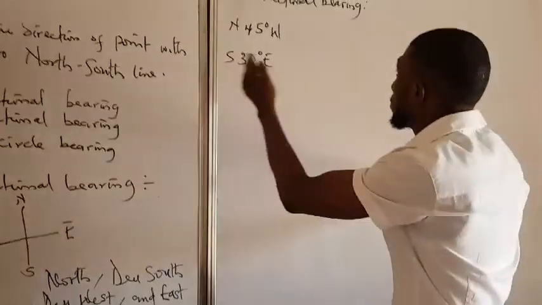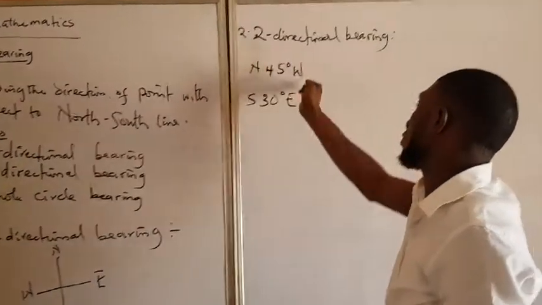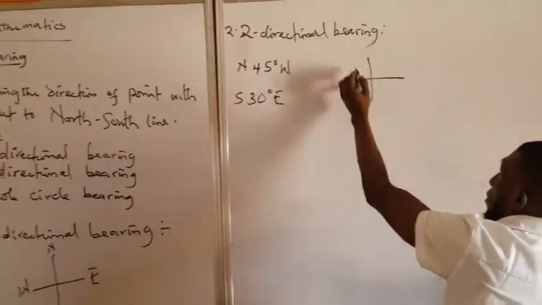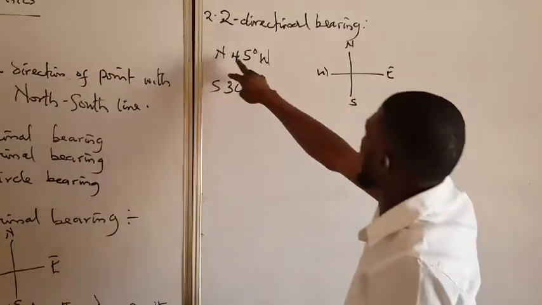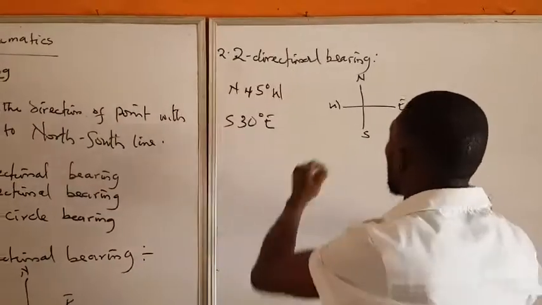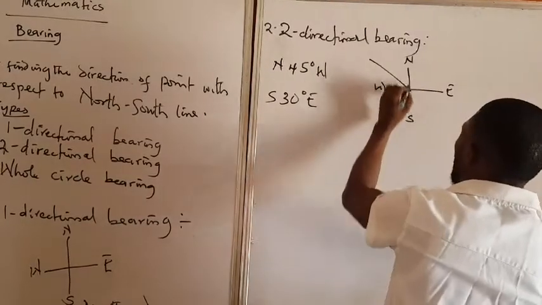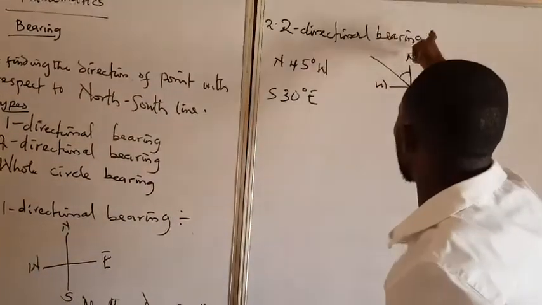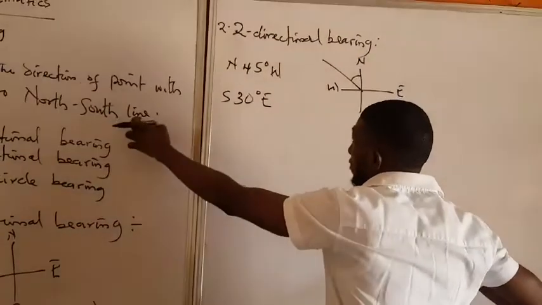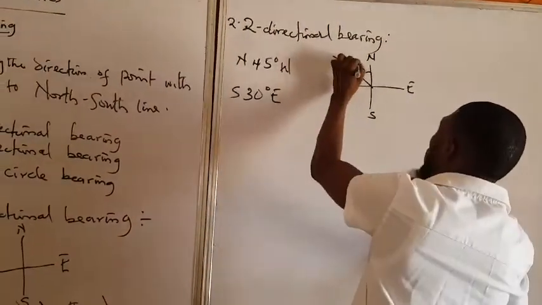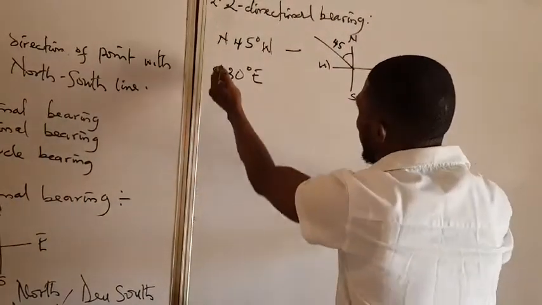Are we together? If you are to draw this one, since it is between north and south, you draw your cardinal points. You have north, south, east, and west. Since this one is 45-degree north west, northwest is between the north and the west. Therefore, it is 45 degrees. We always measure this one towards the north or the south pole, since it is two directional bearing. Remember from the definition, the north-south line. Therefore, this place is 45 degrees for this first one.